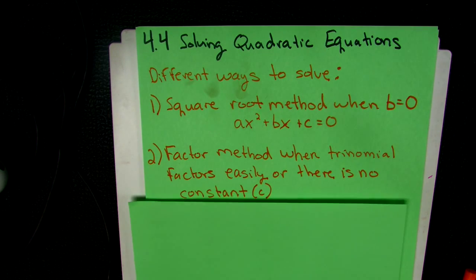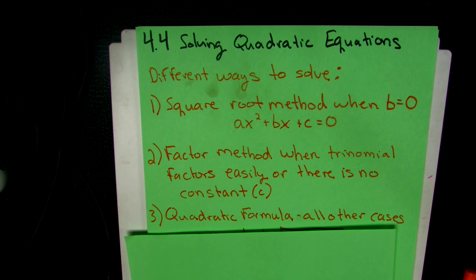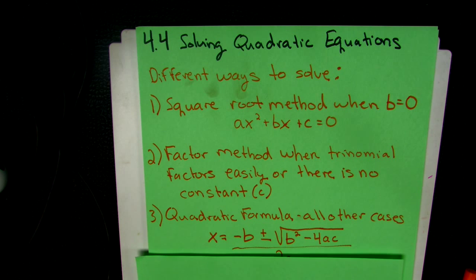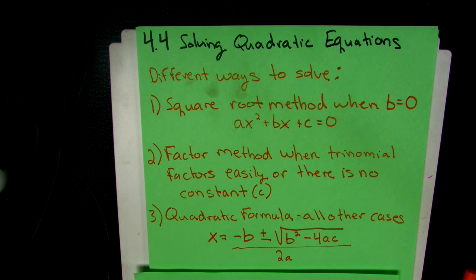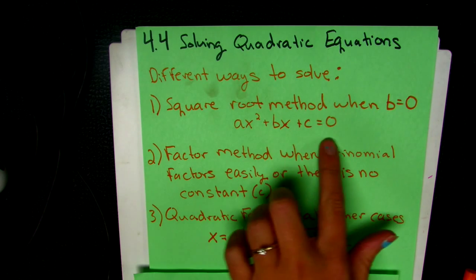So the next way to solve a quadratic equation is the quadratic formula. And you want to use the quadratic formula in all other cases. So if it doesn't easily go into the square root method or easily factor, then just go ahead and use the quadratic formula. It will always give you an answer. So remember, the quadratic formula is x is equal to negative b plus or minus the square root of b squared minus 4ac, over 2a.